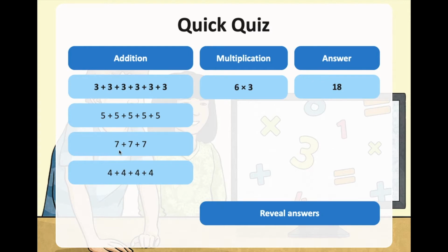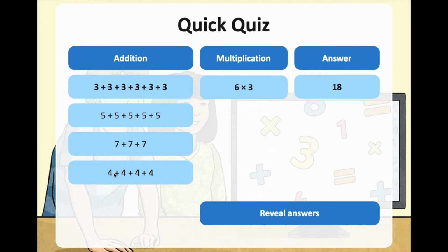Over here. How many times have I added 7? 1, 2, 3 times. So it's 3 groups of 7. 3 times 7. And what would my answer be? Well, I know my double 7 is 14. And then I'm going to add 7 more. So 14, I'm going to use my fingers, 14, 15, 16, 17, 18, 19, 20, 21. So over here, my answer would be 21.